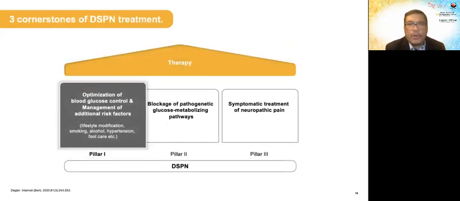So if we look at the cornerstones of distal symmetric polyneuropathy treatment, we have three very important items to think about. One is optimization of blood glucose control and management of additional risk factors. Two is the blockage of pathogenic glucose metabolizing pathways. And third is symptomatic treatment, especially of neuropathic pain. So when we talk about optimization, that would include, of course, lifestyle intervention, smoking cessation, reduction in alcohol intake, management of hypertension, foot care, etc. So that is pillar one in the management of DSPN.